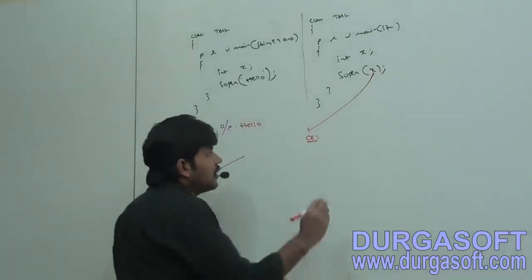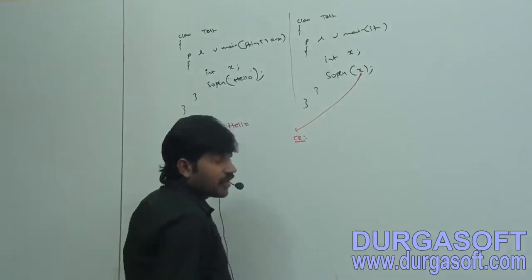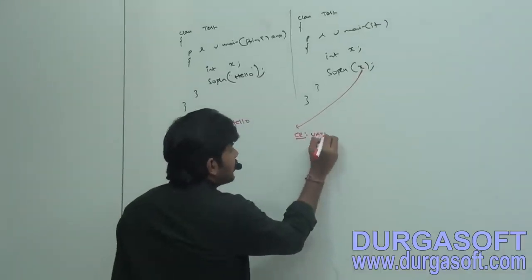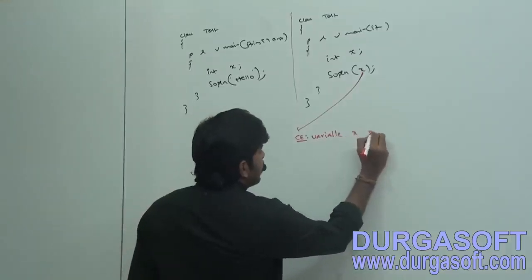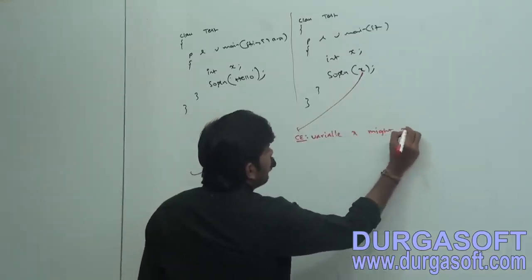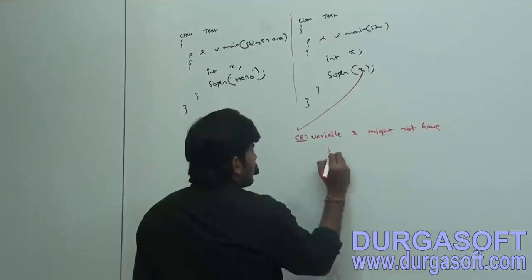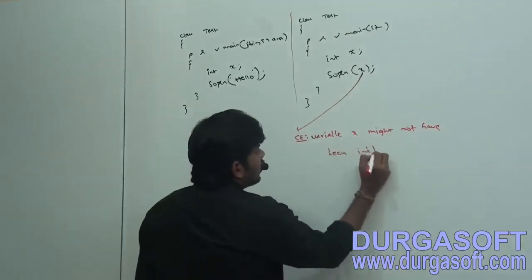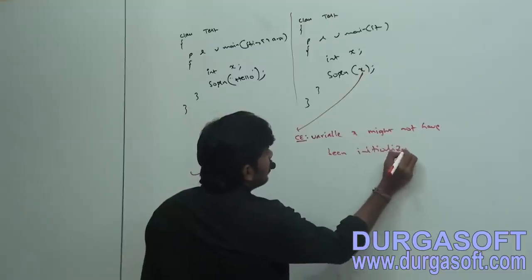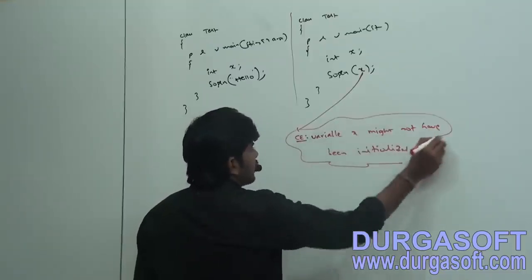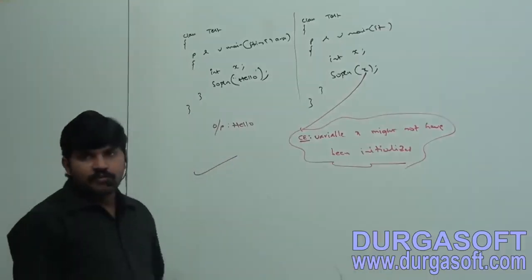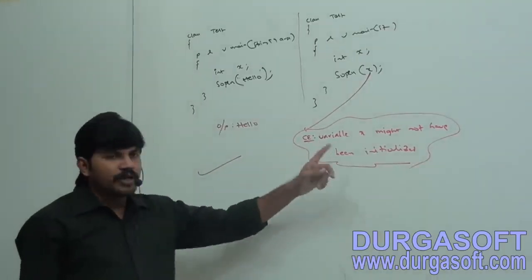The compile time error says: variable x might not have been initialized. I hope you are aware: variable x might not have been initialized.